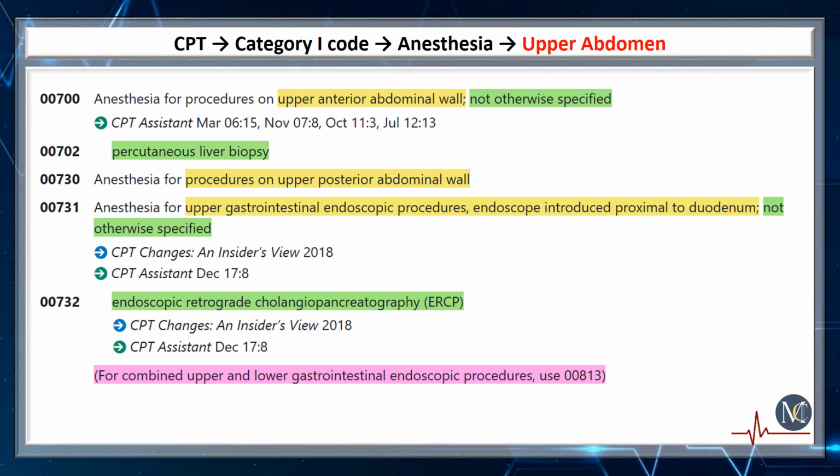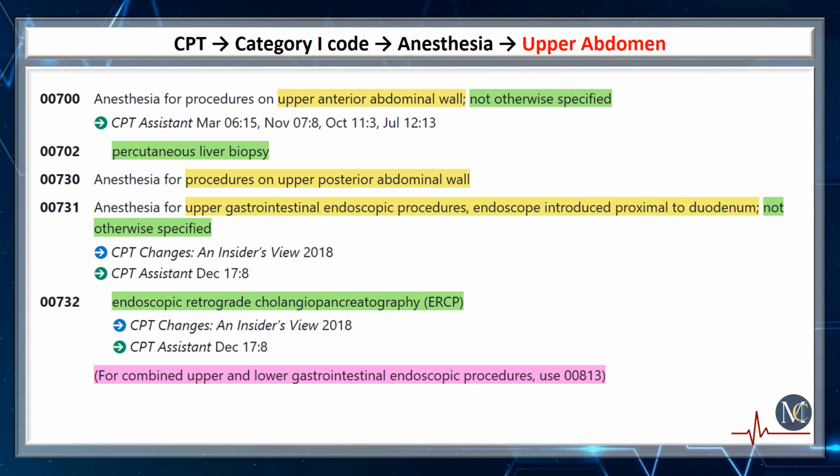Next code is 00731. Anesthesia for upper gastrointestinal endoscopic procedure. Endoscope introduced proximal to duodenum, not otherwise specified. Gastro means stomach. Proximal means upper part. It means anesthesia service is provided to introduce the endoscope not beyond the proximal or upper part of the duodenum, the first portion of the small intestine just below the stomach.